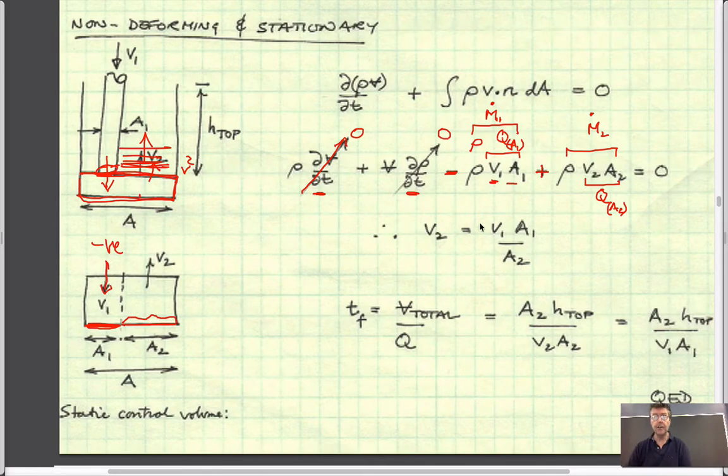And so the only two components we have to equate with each other are these, and if we get rid of the densities, which don't change, then we end up with V2 being this. And if we wanted to, we could do exactly the same as before. The time to fill is the volume divided by the flow rate, which is the same as the mass divided by the mass flow rate.